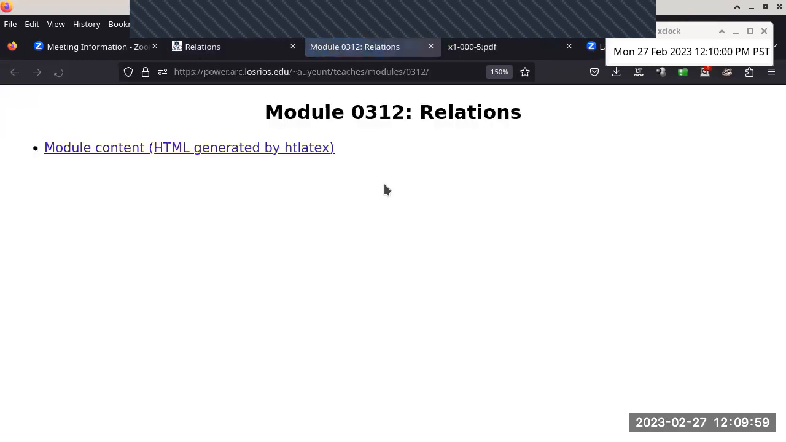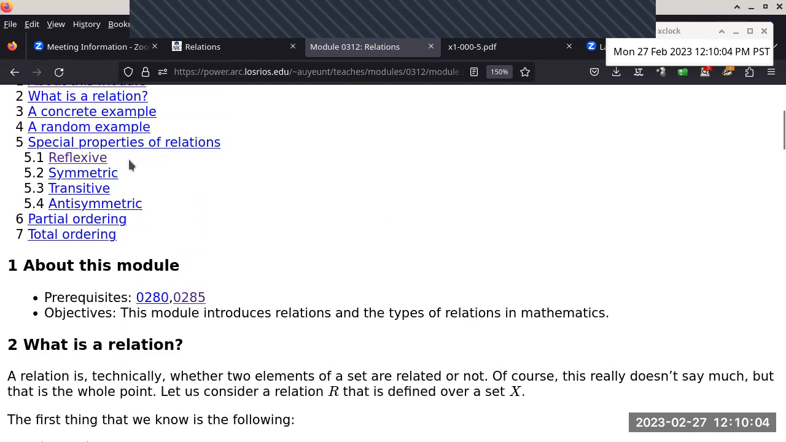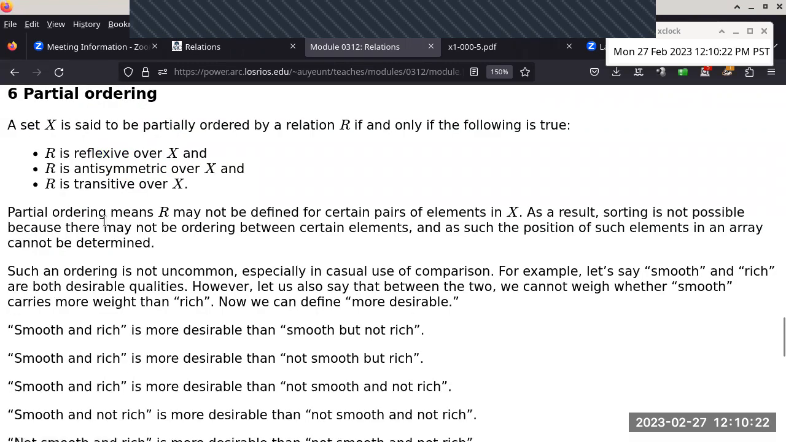So if I go here, we already talked about all of these properties: what it means to be reflexive, symmetric, transitive, and anti-symmetric. So now we can finally move on to talk about why we even talk about those things. Partial ordering is one of the terms that is simply a conjunction of some of the terms that we have defined already.